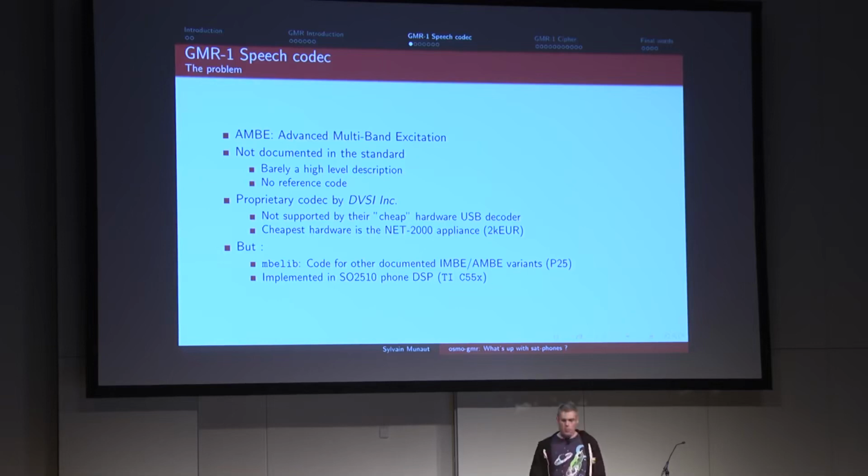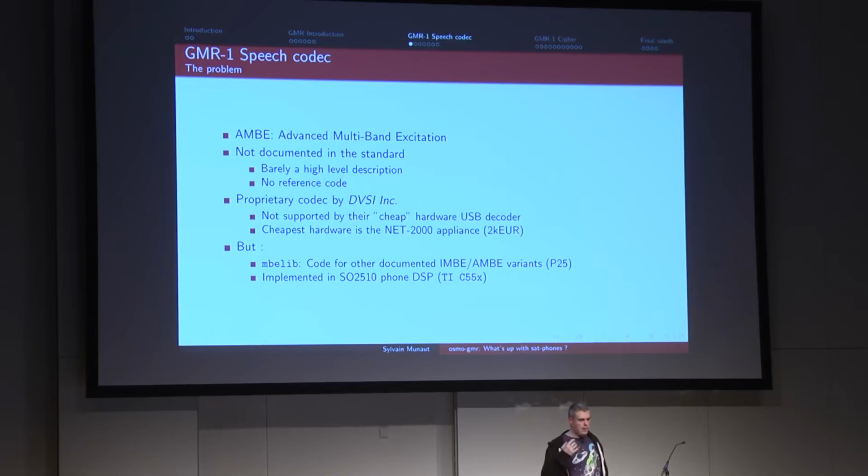Unfortunately, it's incompatible with the GMR1 variant, because the first thing I did was contact DVSI to know what my options were. Basically, short of buying a source code license, which is just too expensive, there is buying the appliance, which is called Net 2000. Not only does it cost like €2,000, which is way too much for a hobby project, but you also have to special order it with a GMR1 firmware. And you have to sign some non-reverse engineering agreement and all that kind of stuff, which wasn't an option.